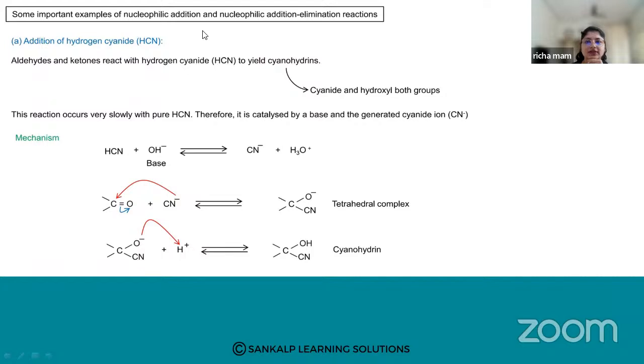In the last class, we started with the chemical reactions, right? So we started with the nucleophilic addition reaction.